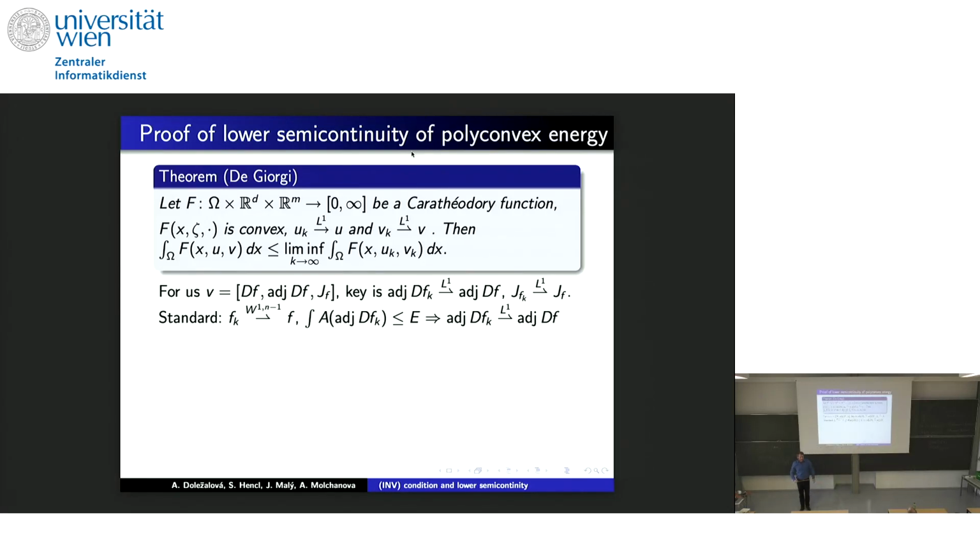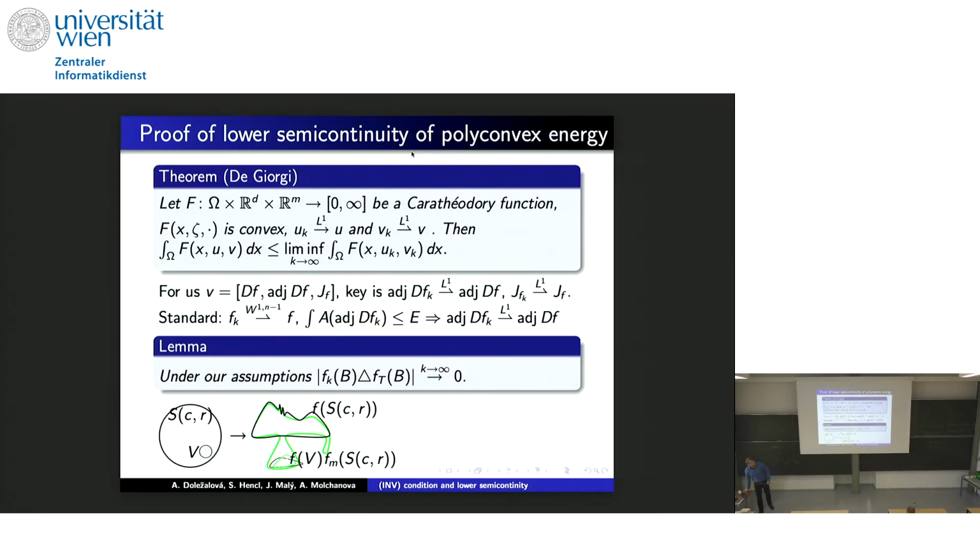This is for free. So what is really tough, and what we need to verify, is that the sequence of Jacobians, which must converge to something weakly, is actually converging to the Jacobian of the limit. This is the tough thing that needs to be done. And also what I would like to stress is that under our assumptions, we not only know that the mapping satisfies the INV condition, but we know that the measure of the image of the ball is converging to the measure of the image of the ball, in the sense that the symmetric difference is tending to 0 even.